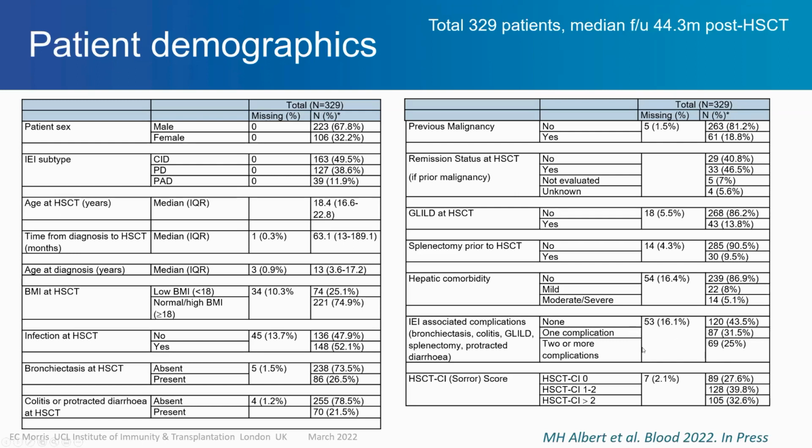We also group patients into the number of immunodeficiency-associated complications they had at the time of transplant, split broadly into bronchiectasis, colitis, splenectomy, and protracted diarrhea. And we also, as with Jen's cohort, found the majority of our patients had significantly elevated comorbidity scores.